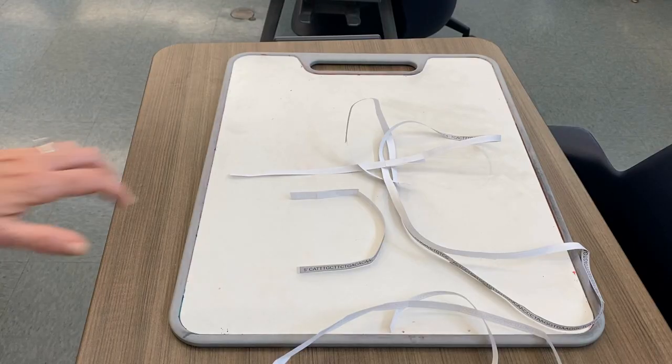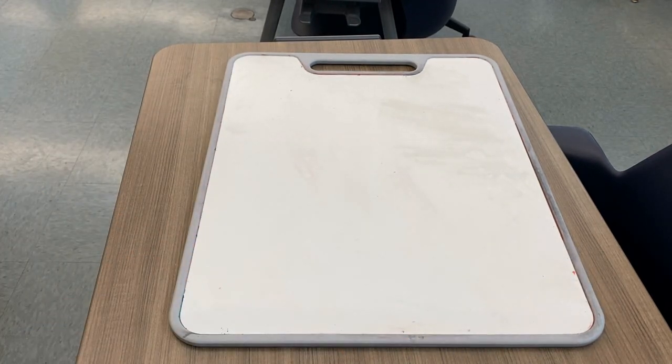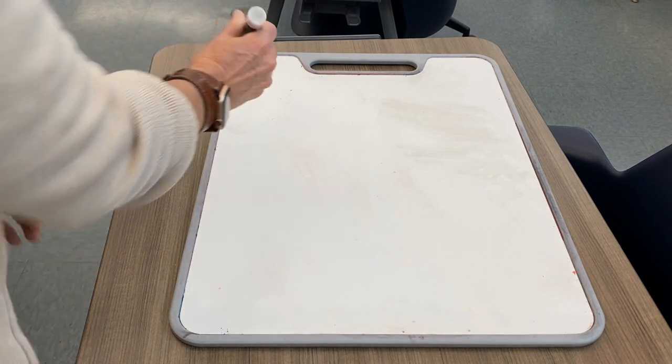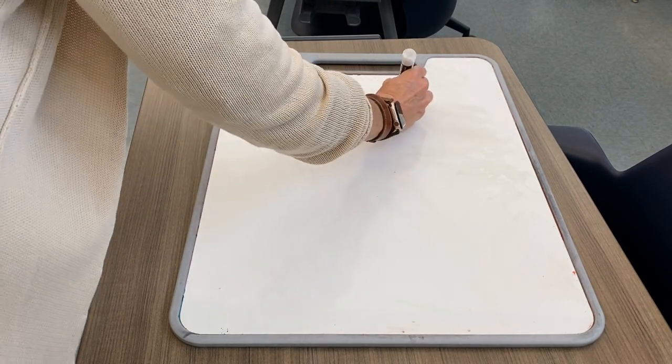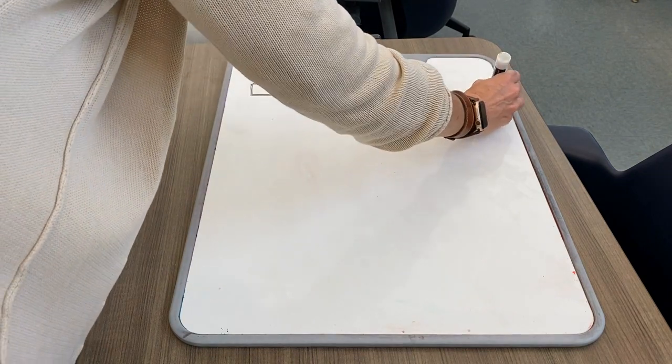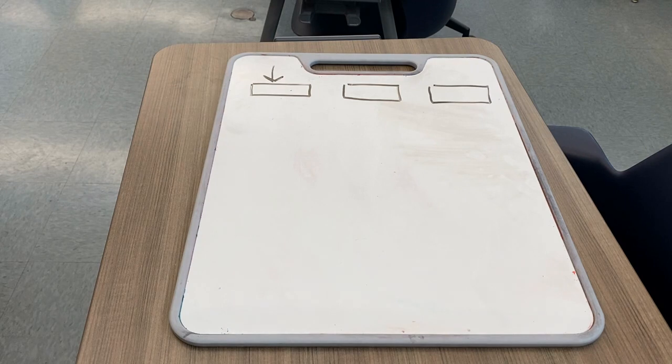You now have three chunks of DNA. All three strands of DNA are different sizes. We need to be able to see those, and that's where gel electrophoresis comes in handy. So I'm drawing the wells. You will draw three wells at the top of your whiteboard. The first well is where you're going to load your heterozygous model.